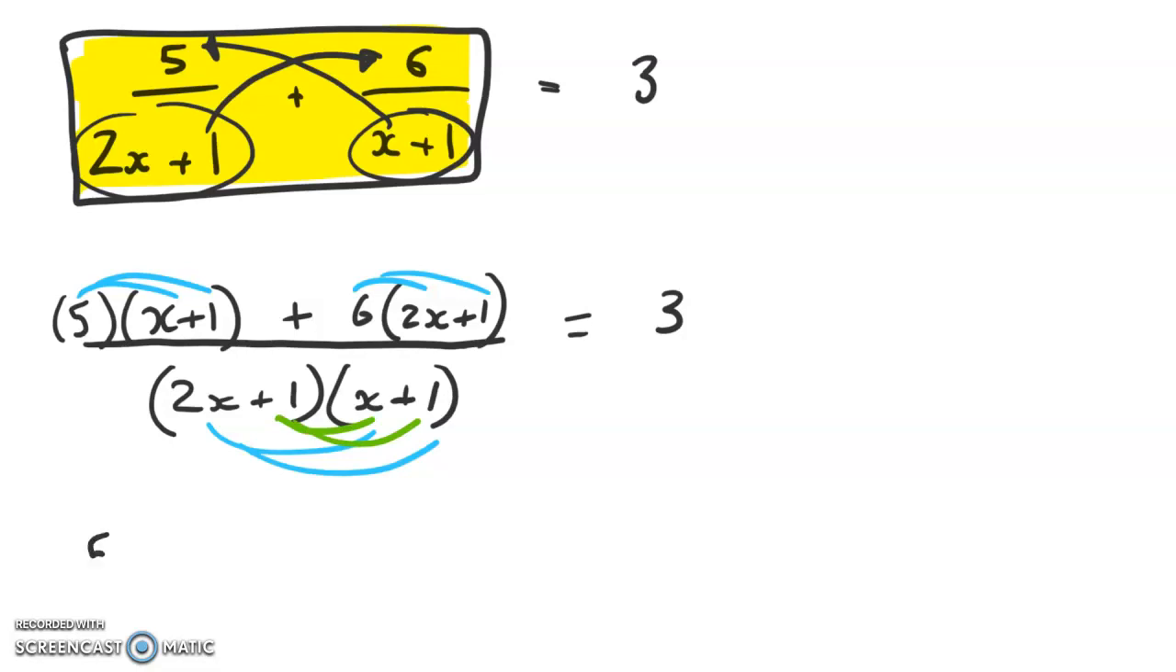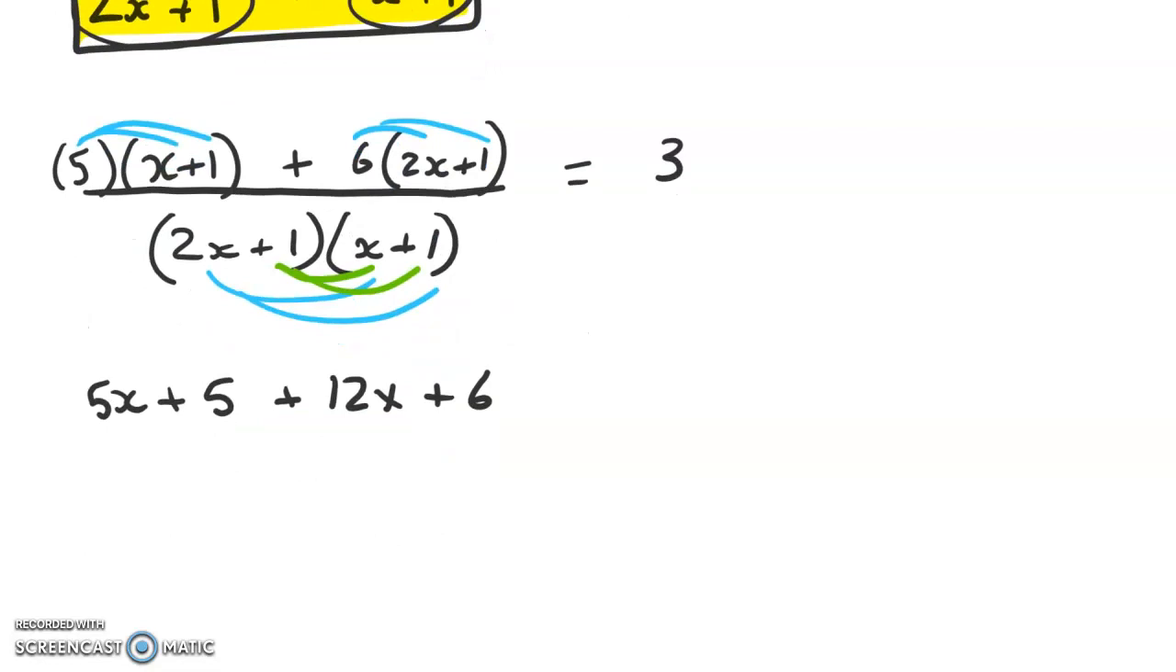So 5 by x is 5x, and 5 by 1 is 5. 6 by 2x is 12x, and 6 by 1 is 6. All over 2x by x is 2x squared. And as soon as you see an x squared, you know you're going to need the minus b formula eventually. 2x by 1 is 2x.